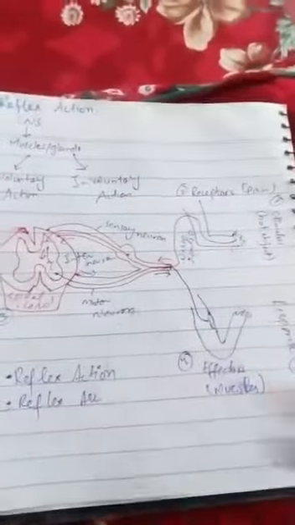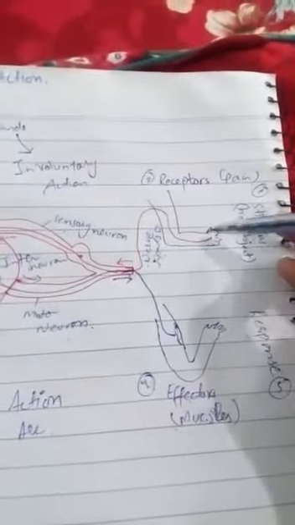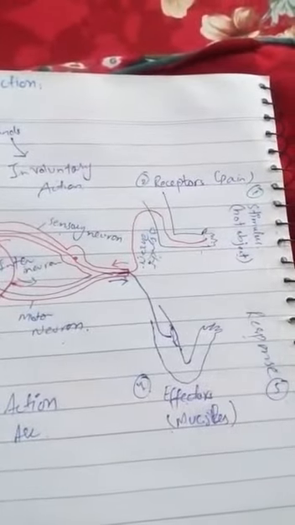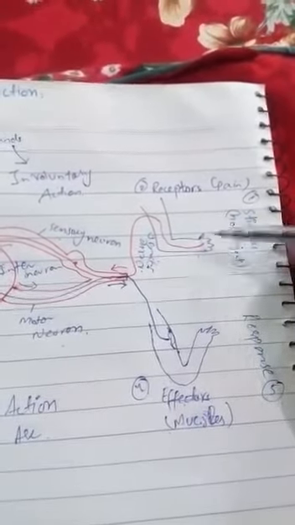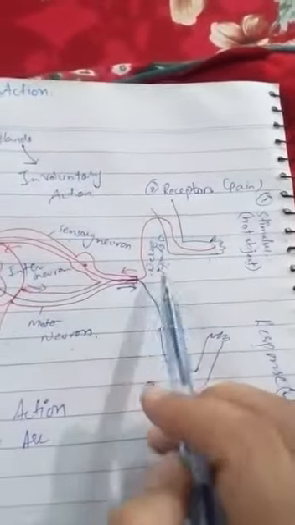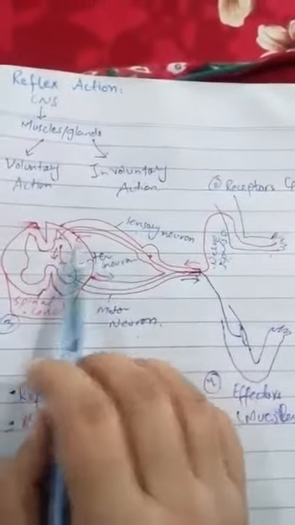Students, see this diagram again. First of all, when your hand touches the hot object, that is the stimulus. Then the receptors present on your hand, fingers, or toes, the pain or temperature receptors, are activated and produce a nerve impulse. This nerve impulse moves through the sensory neuron towards the coordinator, and here the spinal cord acts as the coordinator.